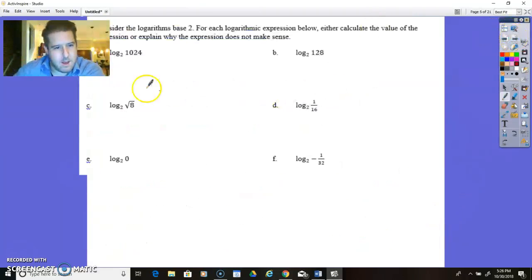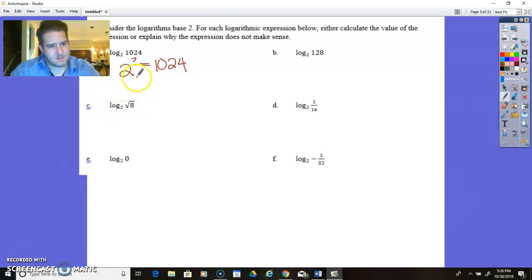All right. Consider the following with base 2. All of these are base 2. So this is 2 to the power of what is 1024? I believe that's 10. So 2 to the 10th power is 1024. So 10 is your answer.